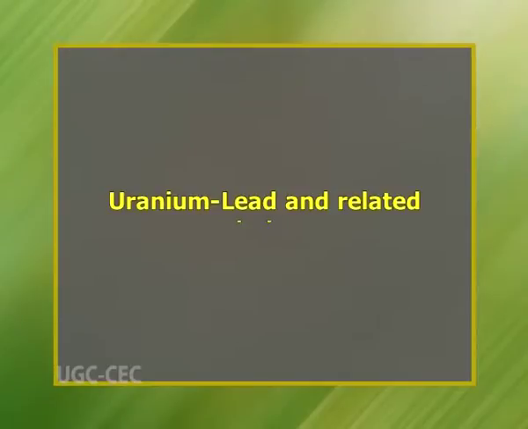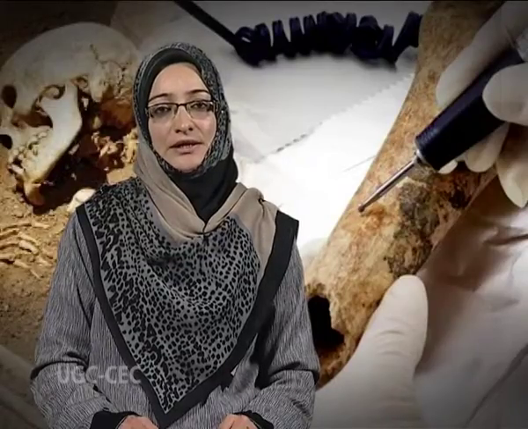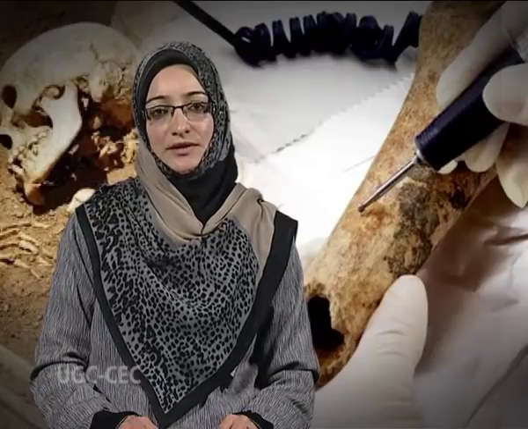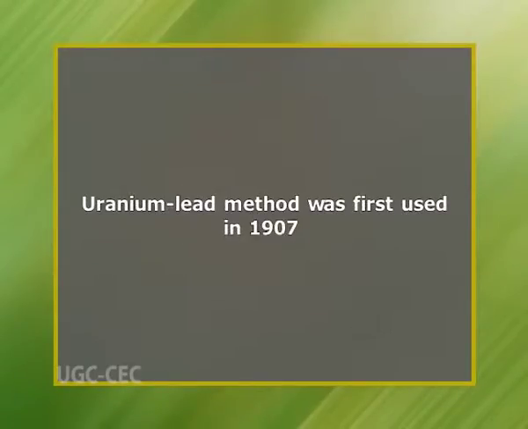Now, coming to uranium, lead and related techniques. The uranium lead method is the longest used dating method. It was first used in 1907.